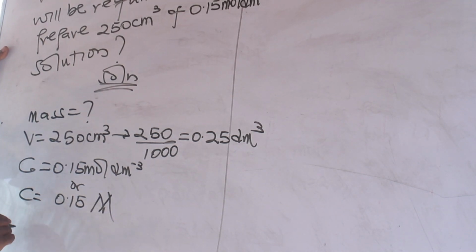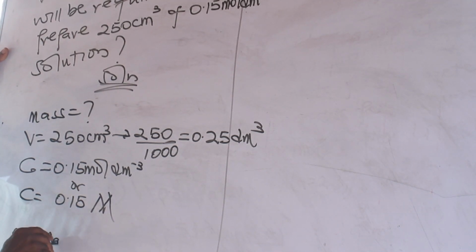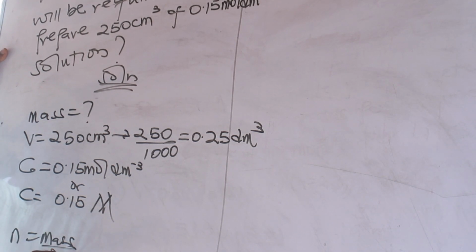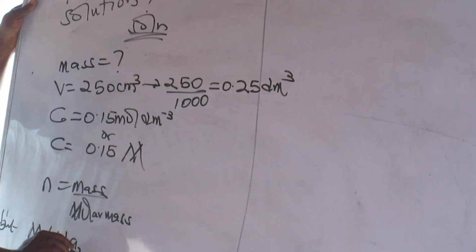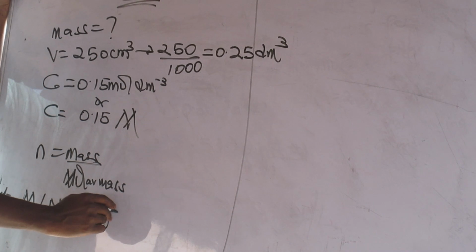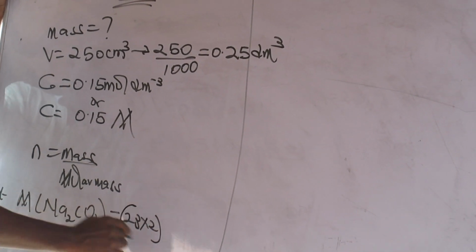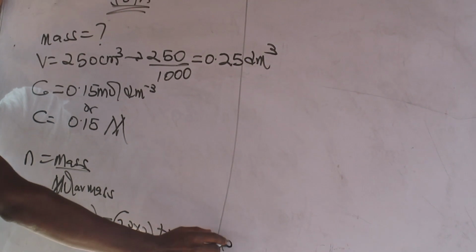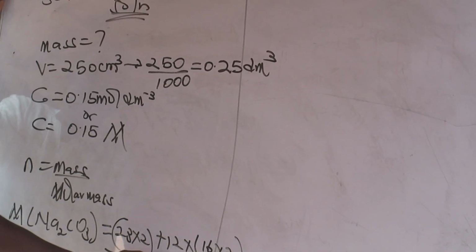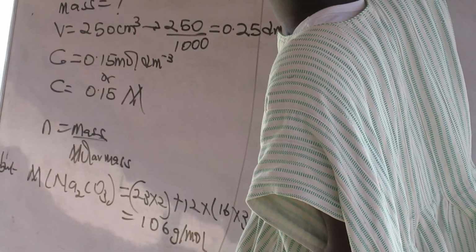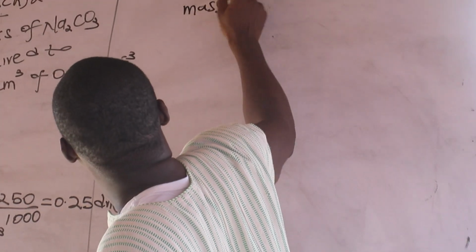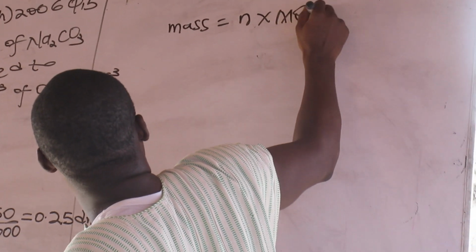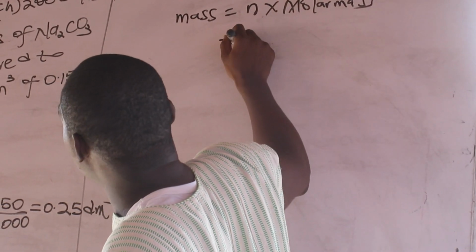Now, I've been asked to find the mass. Amount of substance equals mass over what? Molar mass. The molar mass of our sodium carbonate, I think we just found that, right? That is 23 times 2 plus 12 plus 16 times 3, right? You're going to get 106 grams per mole. Now I've been asked to find my mass. So N equals M over the molar mass. So I can make my mass the subject of the formula here. Mass equals number of moles times molar mass.